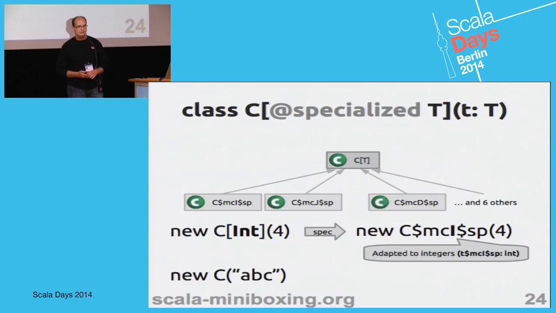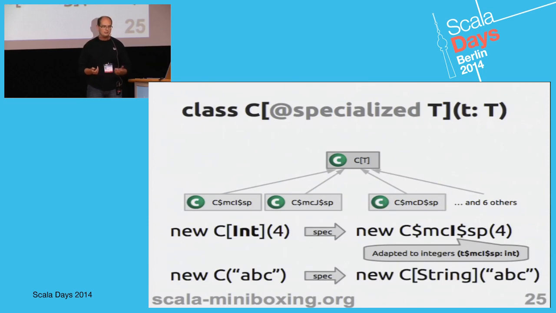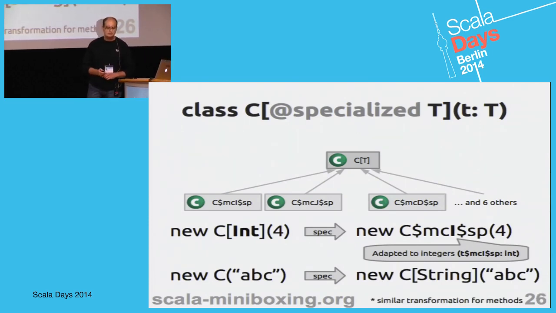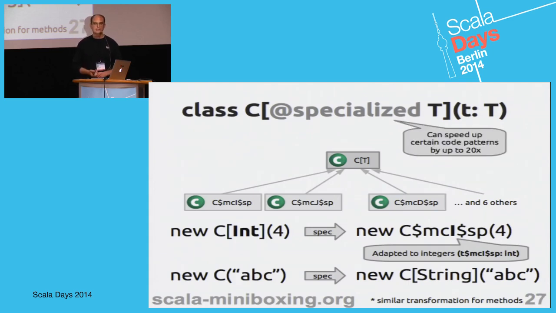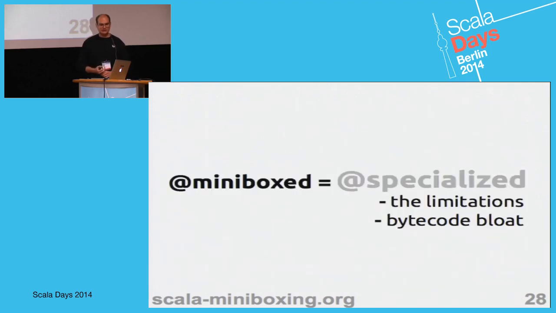If you do a C of "ABC", String is not a primitive type, so it will just create a normal class. There's a similar transformation for methods. When you have methods, you have different copies of the methods, each of them having the body adapted for the primitive type. So you can get speedups, for some cases even 20x, just by adding this annotation.